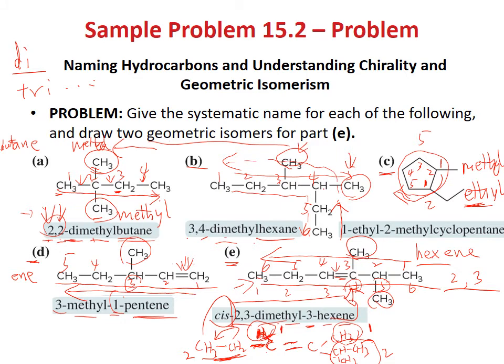Now, if this hydrogen is down, then you can see this is small, let's say this is 1. So the smaller one on the left side and the smaller one on the right side are opposite. The larger ones are also opposite in this case, and that will give you a trans. So 2,3-dimethyl-3-hexene. So there are two geometric isomers if you have a double bond. One is cis, one is trans.